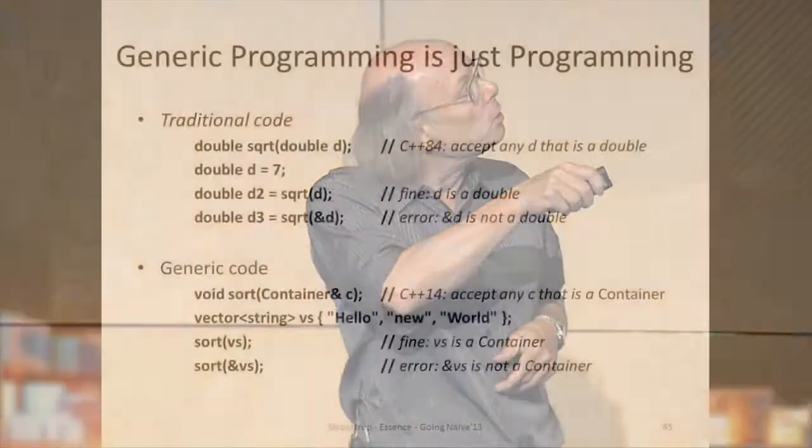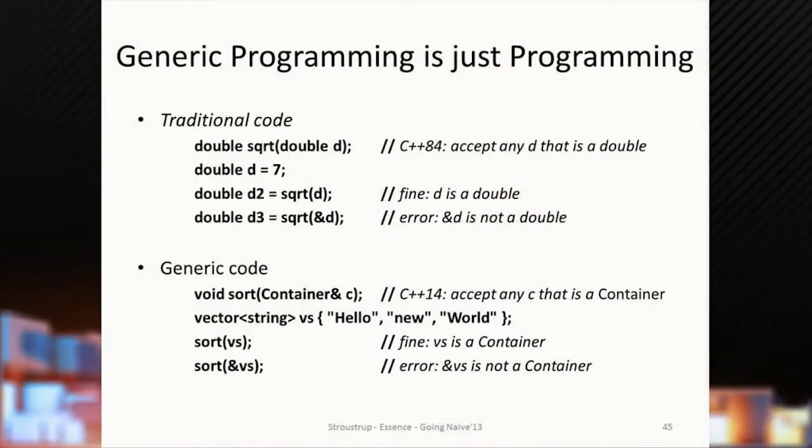So here's what I like. Here's some traditional code. We have a square root of double, returns a double. We have a double, we call the square root of double with a double. Everything is fine. That's what we learned in some version or other on day 1 of our programming class. And if we give square root something that isn't a double, in this case a pointer to a double, we get an error. At compile time, right there, simple, straightforward, we all understood that very simply.